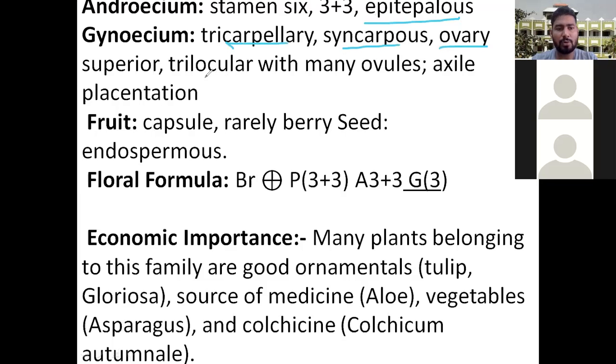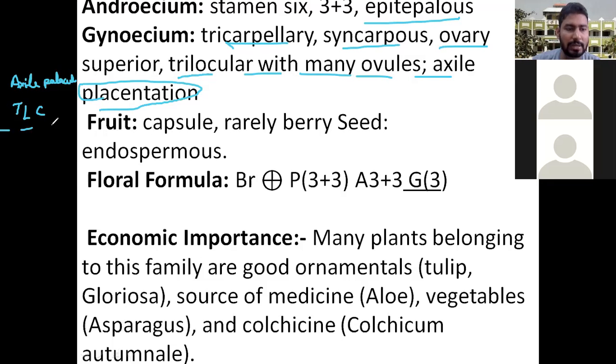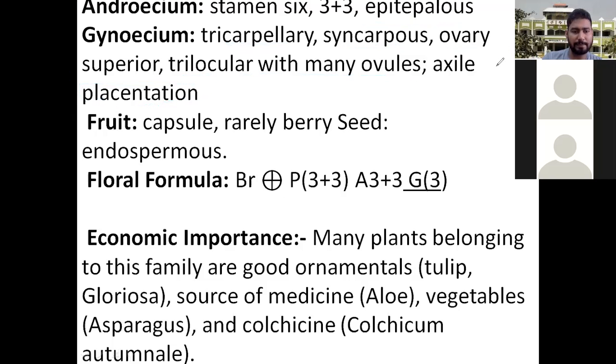Tricarpellary, syncarpous, ovary superior, trilocular with many ovules. Axile placentation, a very important characteristic. The important characteristic is the axile placentation. Axile placentation. TLC, I told you, TLC: tomato, lemon, citrus. These have the axile placentation. Okay. Again, now you can see the fruit. They have given which type of fruit. That is the capsule. Fruit is a capsule, rarely a berry. So fruit here is a capsule and rarely a berry.